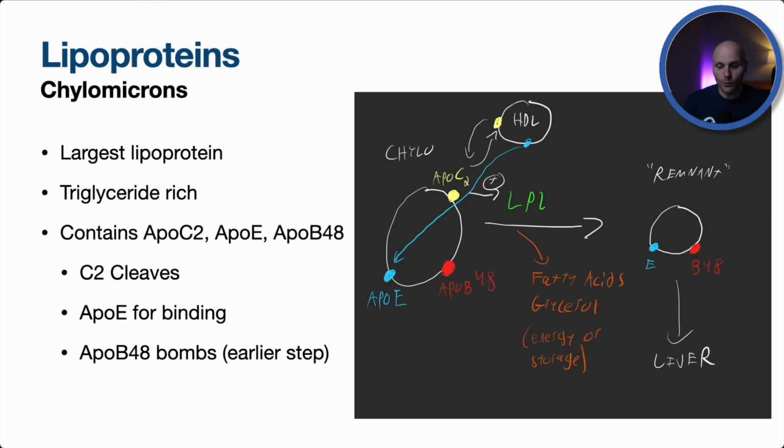And remember that the remnant still has ApoE on it. So if it has ApoE, it can be recognized by the LDL receptor on the liver and can get taken in and broken down into amino acids and cholesterol. And once broken down, cholesterol can be stored, incorporated into cell membranes, or repackaged into other lipoproteins. So this is kind of the beginning of the cycle of how we recycle cholesterol to be used later.